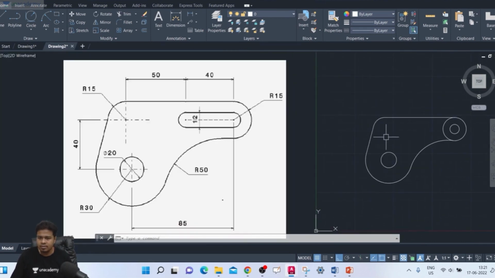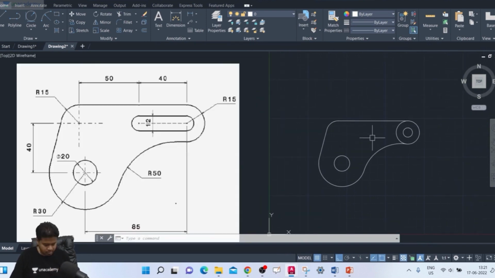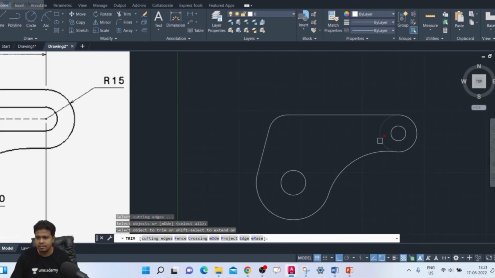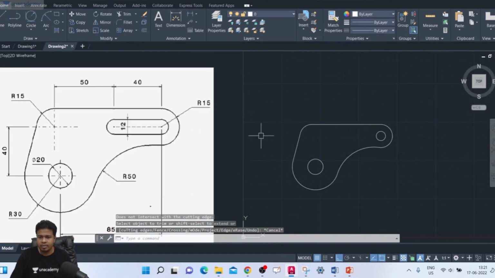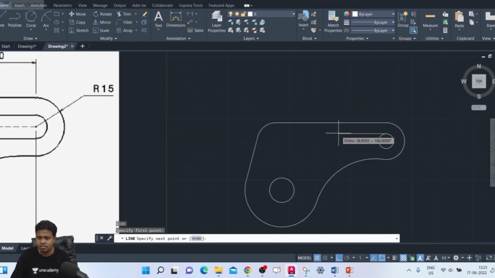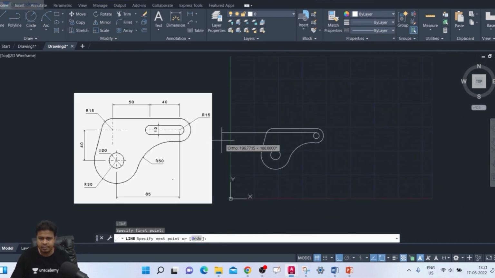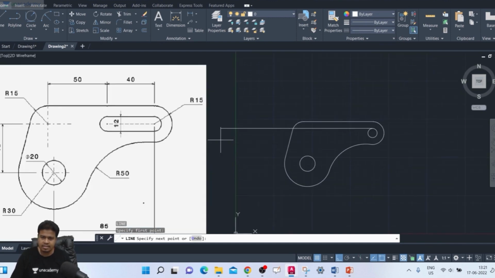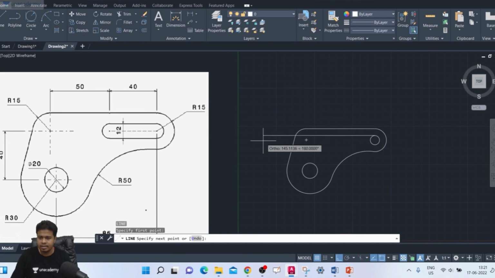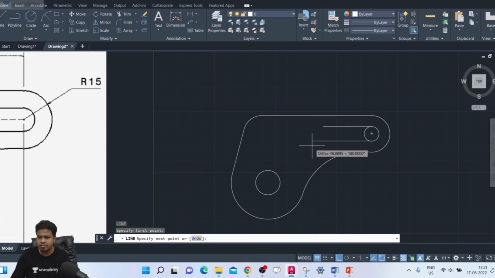Now trim this as well. Now one thing is remaining, these horizontal lines. To draw this horizontal line, what is the distance? Is it given? I think yes, it is given as 40. It is 40 in this direction. One more line, 40, like that.